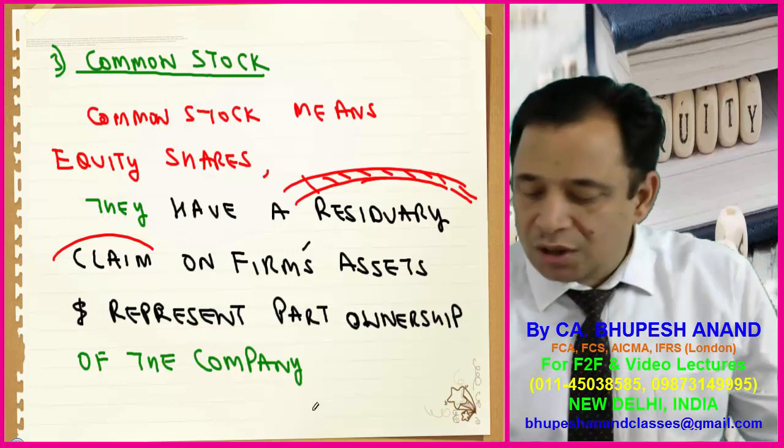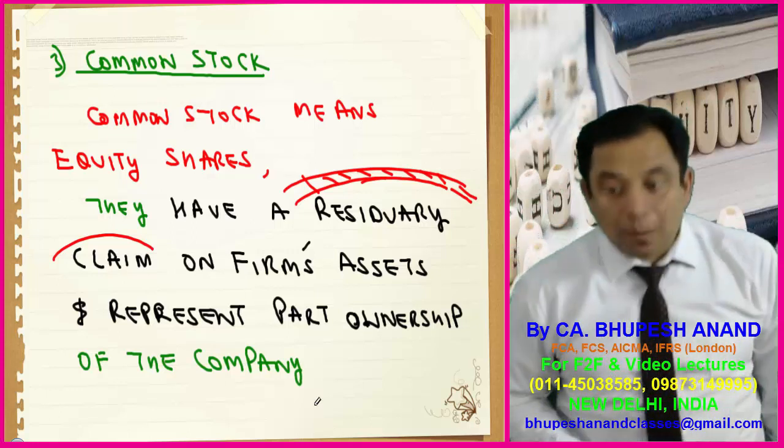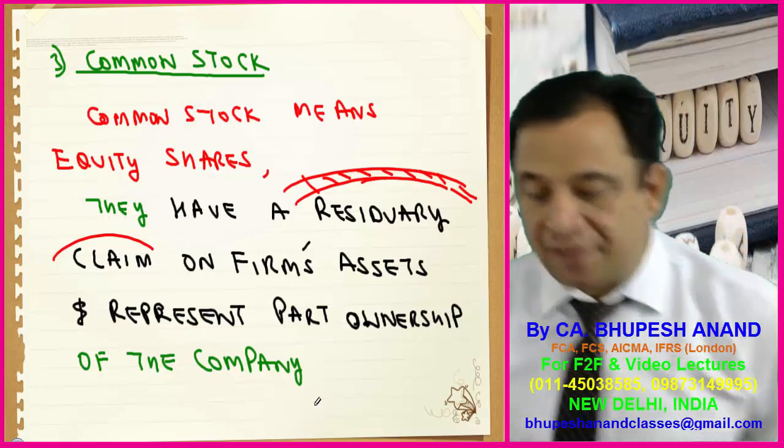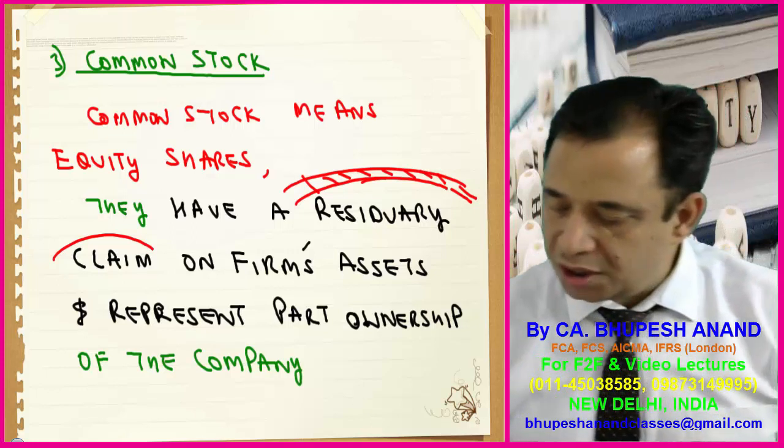and represents part ownership of the company. So common stock means equity shares. Common stock means equity shares. They have a residuary claim on the firm's assets and represent part ownership.